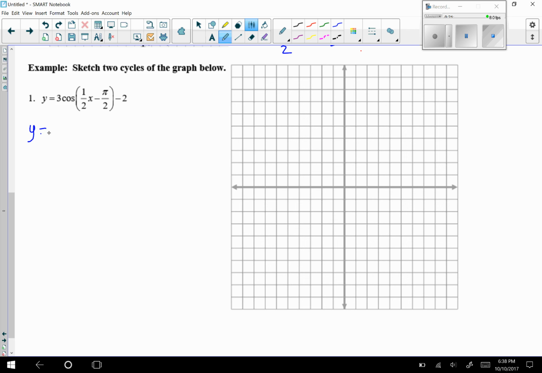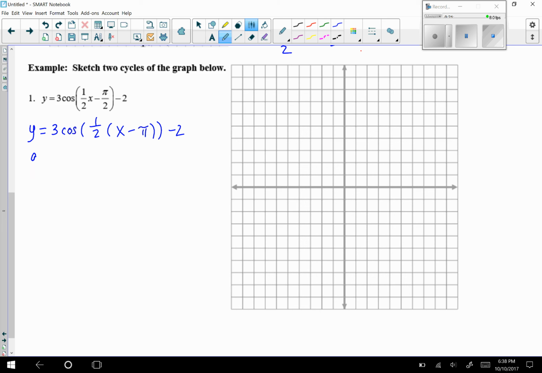So I have y equals 3 times the cosine of 1/2 x. And remember, when you're factoring something out, you're really dividing it out. So if I divide pi over 2 by 1/2, that would really be like multiplying by 2. So minus pi and then minus 2. And you can always check your answer because 1/2 times x is 1/2 x. 1/2 times negative pi gives me negative pi over 2.